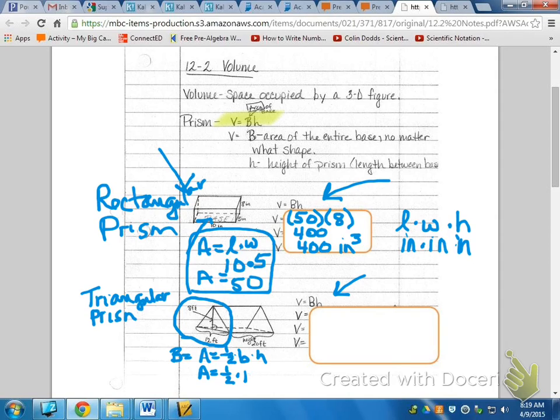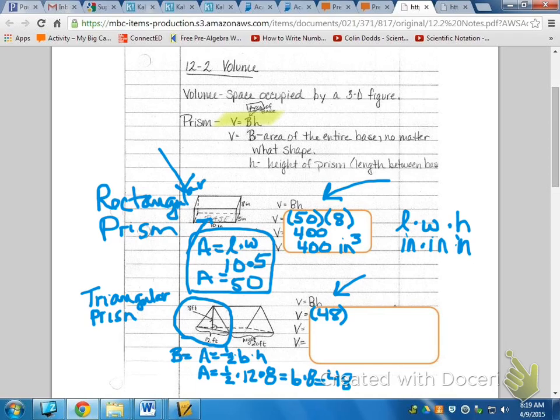12. So 1/2 times 12, and then what's the height? 8. Okay, so I'm looking for the area of the base, which would be 1/2 times 12 times 8. I'm going to go ahead and do 1/2 times 12. What's 1/2 times 12? 6. And 6 times 8 is 48. So in my volume formula where I've got big B times H, I'm going to plug in 48 for the area of my base.